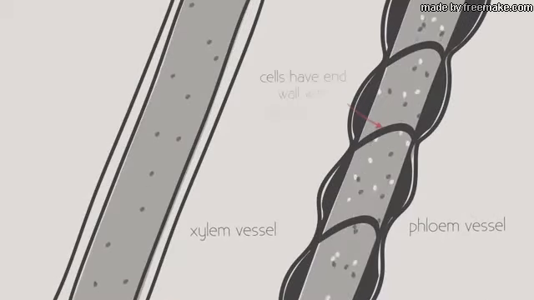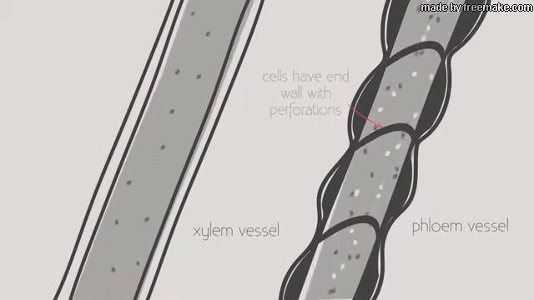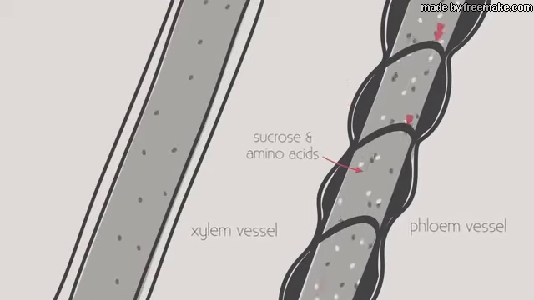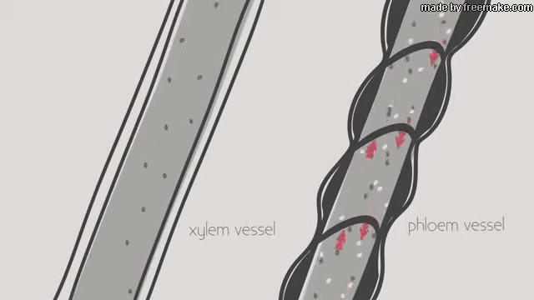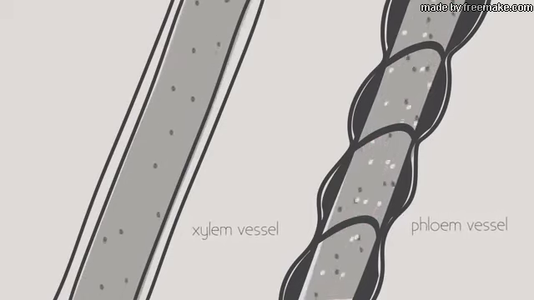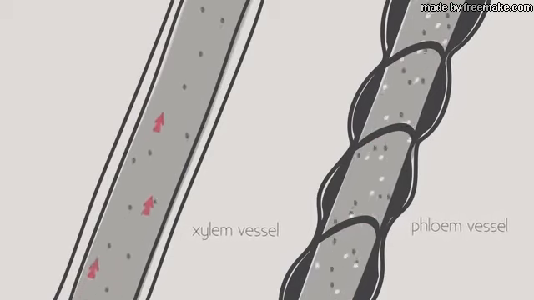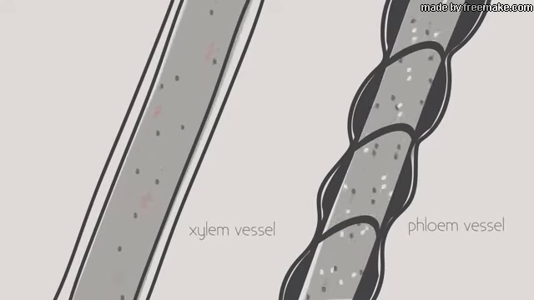The phloem vessels are made up of living cells. They transport sucrose and amino acids up and down the plant, depending upon where they are needed. Whereas in the xylem, the movement is just one way, from the roots up to the leaves.